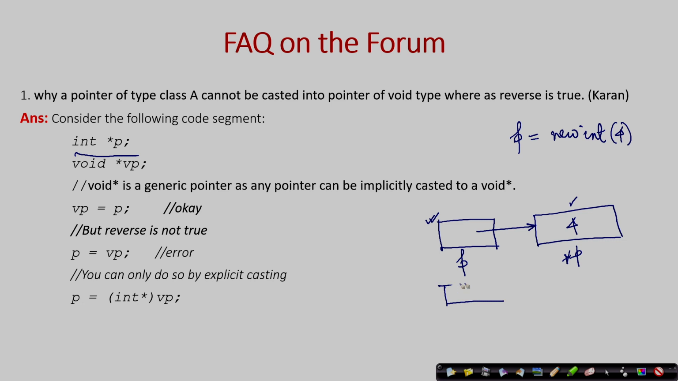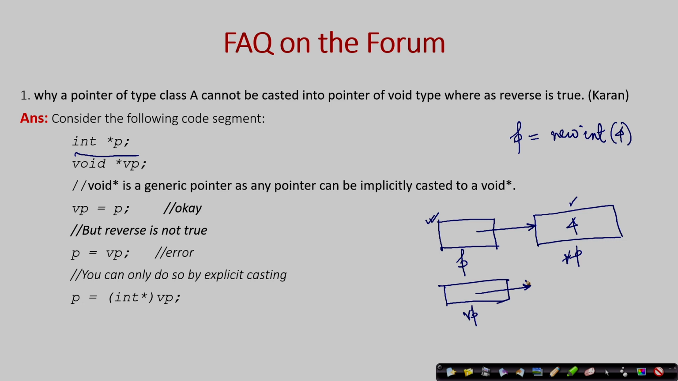Think about the other case where your pointer is VP, which is void star. What this means is that I have a pointer, an address here, but I do not know what kind of element it is pointing to. Is it pointing to an integer? Is it pointing to a double, or to an object of a class, and so on? I do not know that information. Because void is a no type, it is a pointer to a no type. If I do not know that type, then I cannot actually do anything with it.